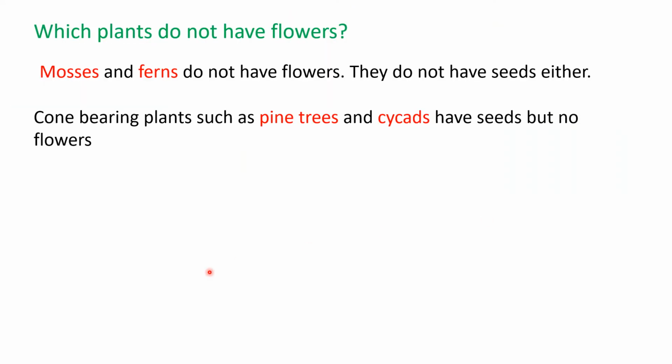Which plants do not have flowers? We have already discussed that many plants have flowers, but not all do. So which plants do not have flowers? Mosses and ferns do not have flowers. These are the two plants which do not have flowers, and they do not have seeds either.